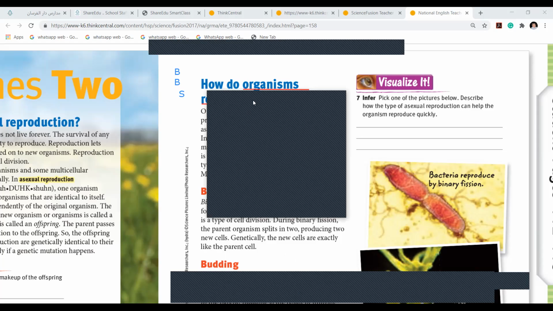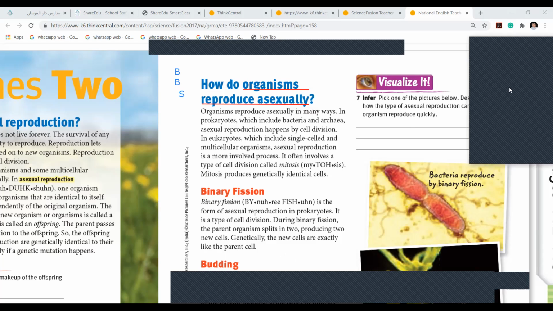There are three methods to reproduce asexually. What are the three methods? BBS. That is budding, binary fission, budding, and spores. Very good. Binary fission, budding, and spores.